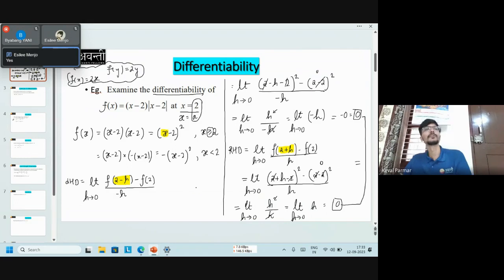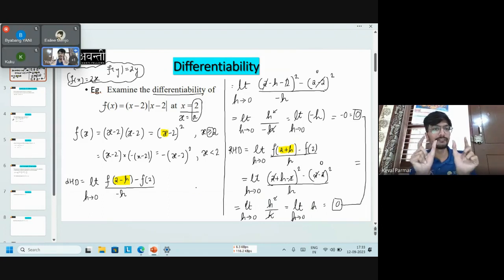Yes, okay, super. So if this example is clear, it means you now know how to use the differentiability formula algebraically. Graphically, it is very simple. Now you also know how to use it algebraically. Just calculate two things: left hand derivative and right hand derivative. If they are equal, then the function is differentiable, meaning no sharp turn. If they are not equal, then the function is not differentiable, meaning there is a sharp turn.